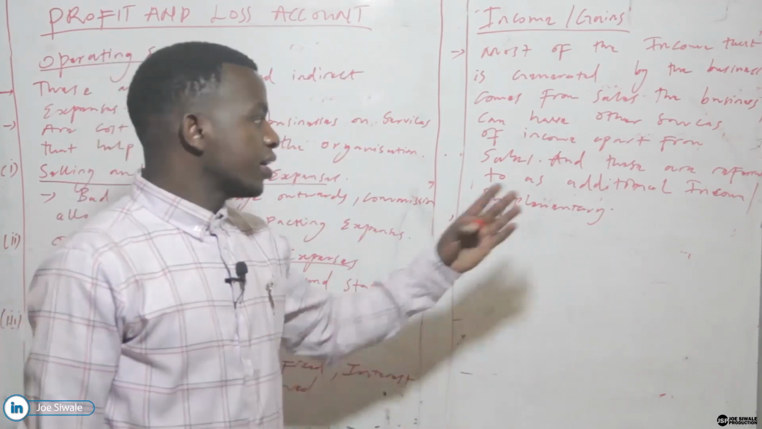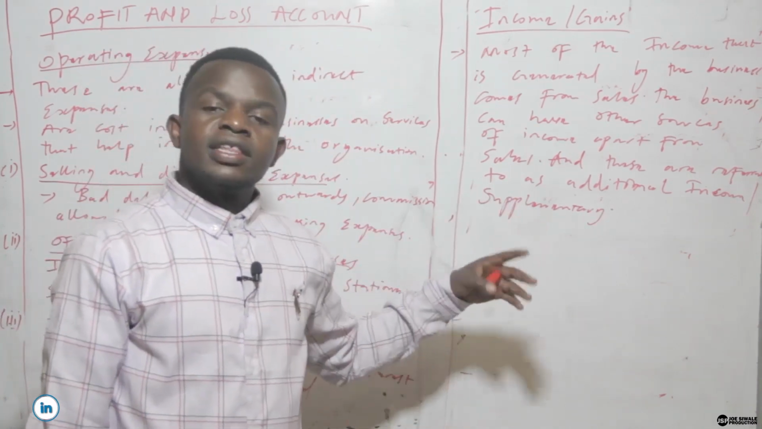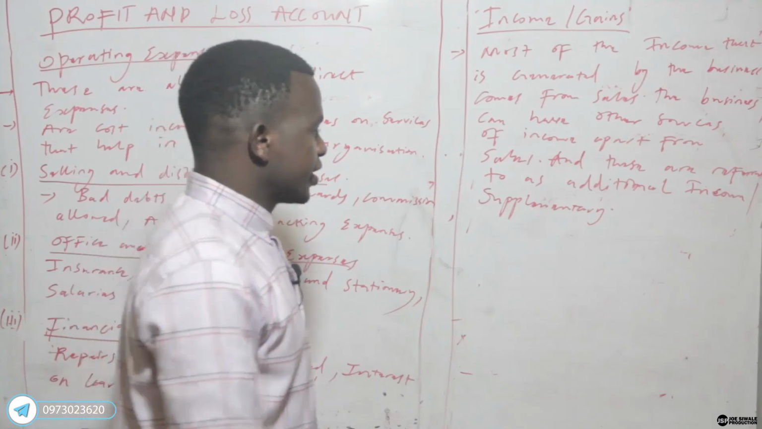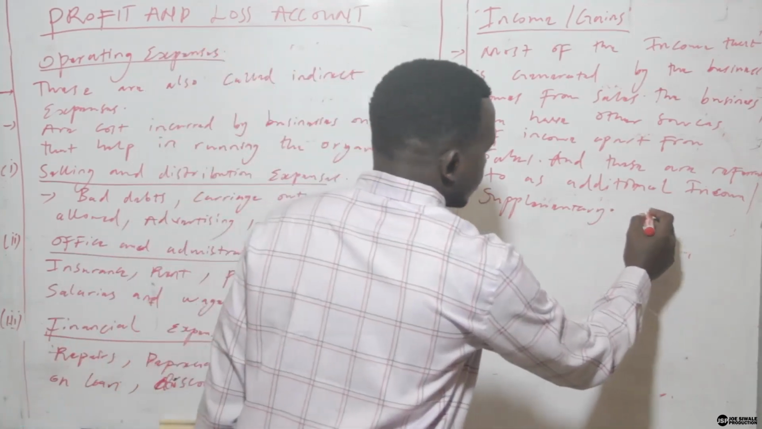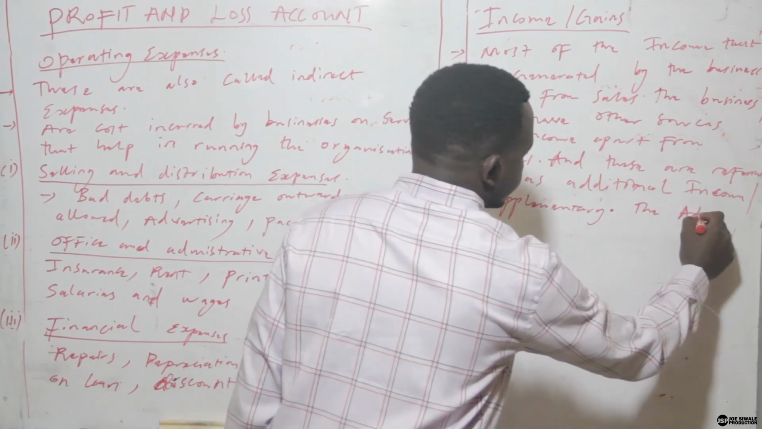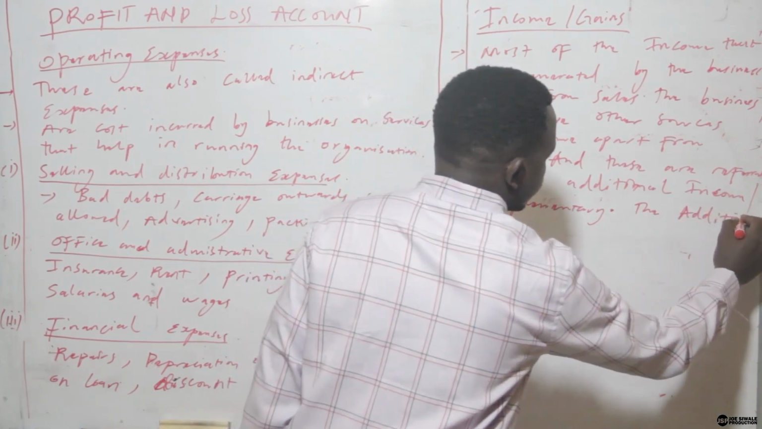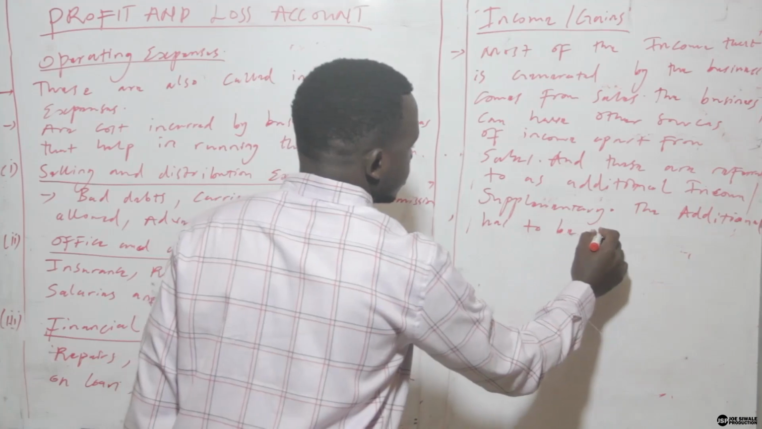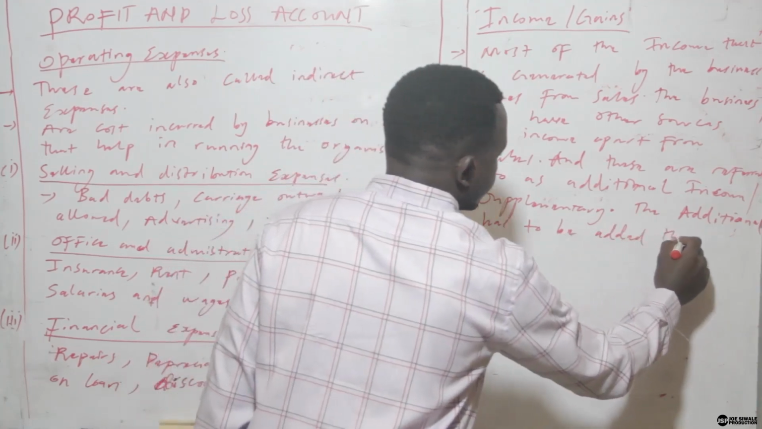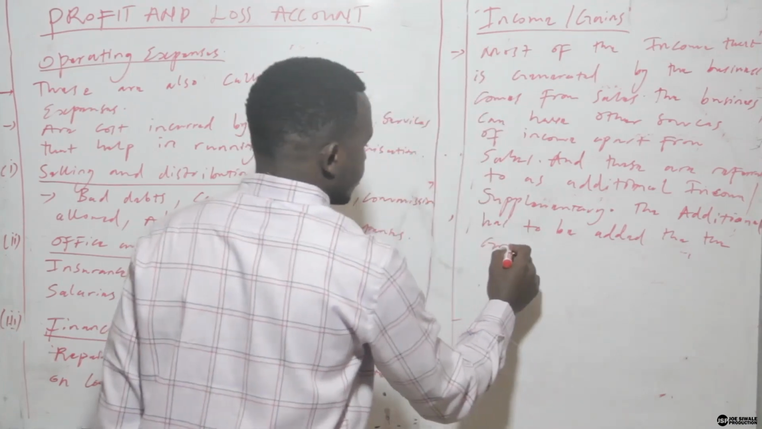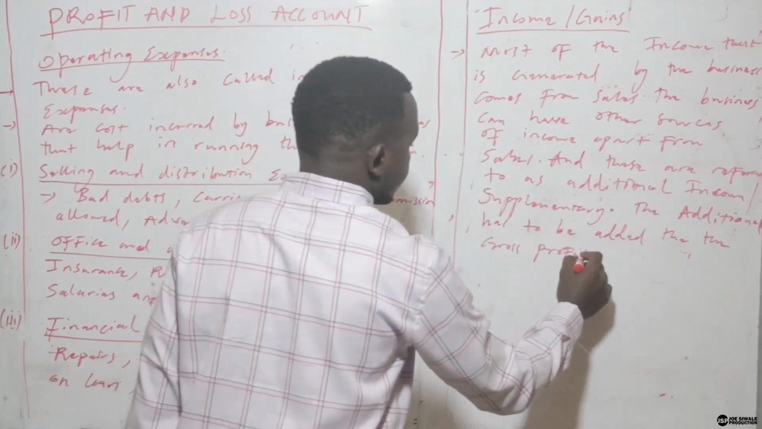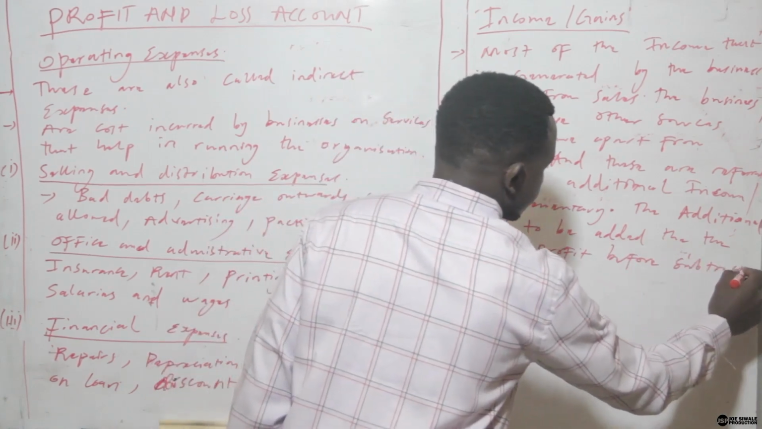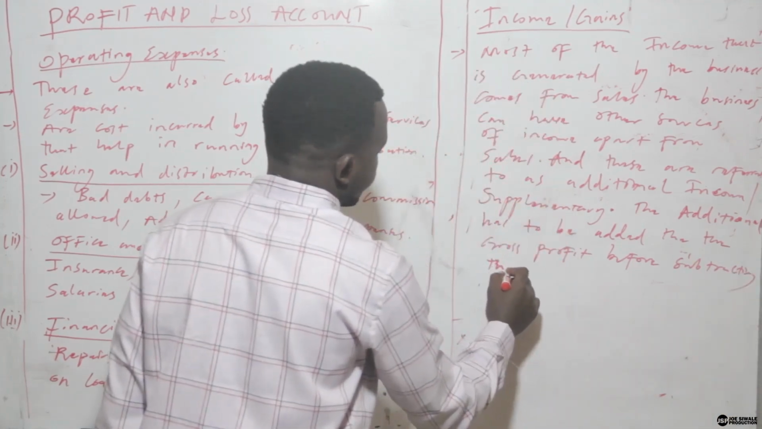And how we record the additional income or supplementary income: it has to be added to the gross profit before subtracting the operating expenses.